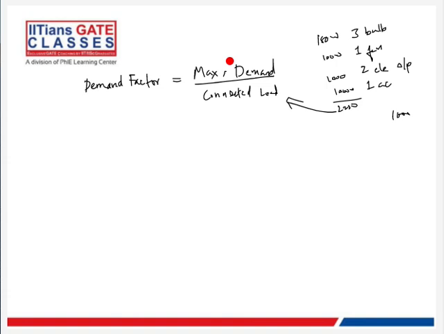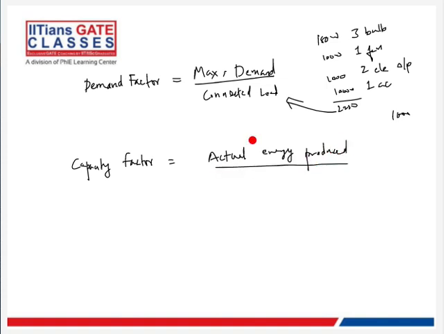Right. Next thing that we need to look at is the capacity factor. So this is for a generating unit. This is actual energy produced, right? Divided by the max energy that can be produced. Suppose you have 3 generators in the generating station, so there will be a maximum energy that you can produce. So actual energy by maximum energy, right?